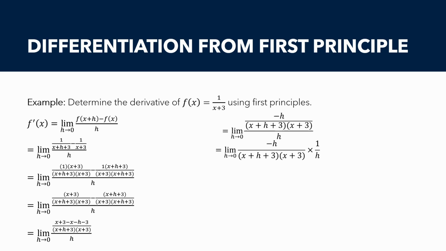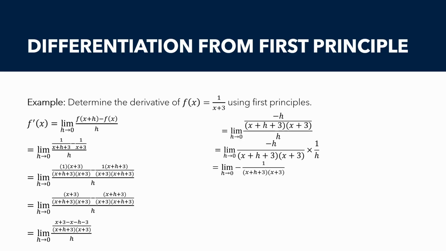And now I know that there's an h at the numerator and this h at the denominator, and those two h's are going to cancel each other out, leaving me with 1 at the numerator and the negative sign in front of the expression, as you can see, all divided by x plus h plus 3 multiplied by x plus 3.